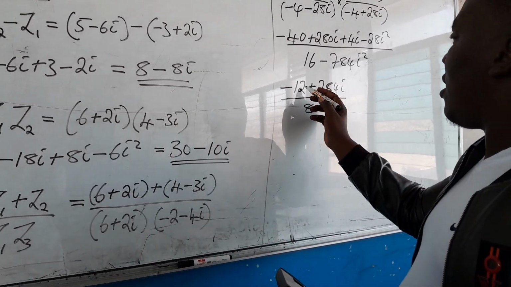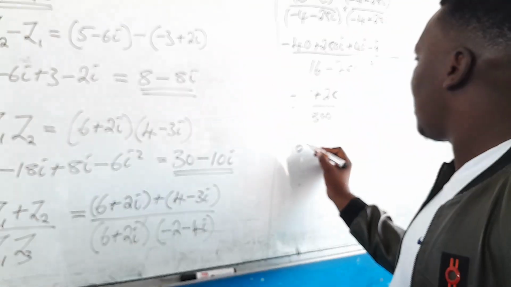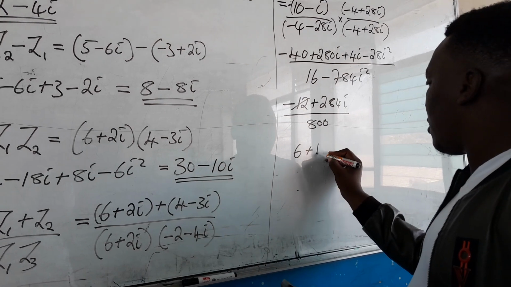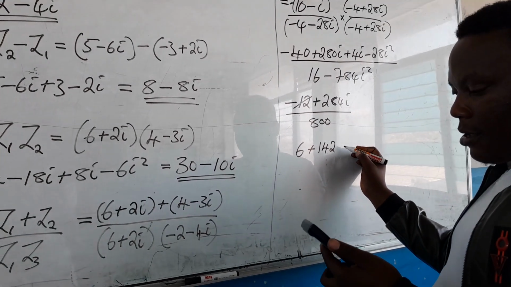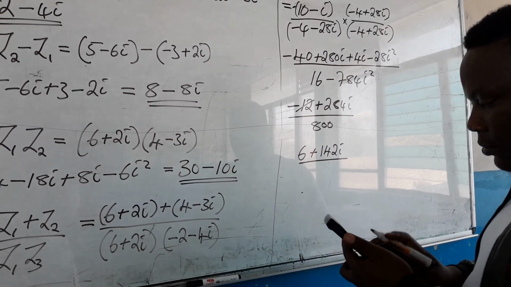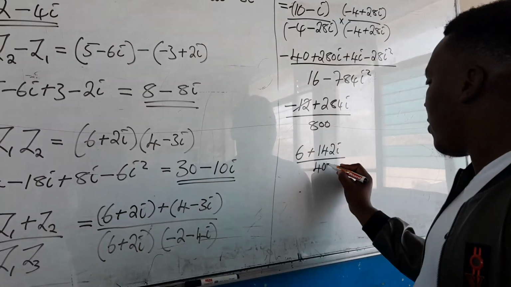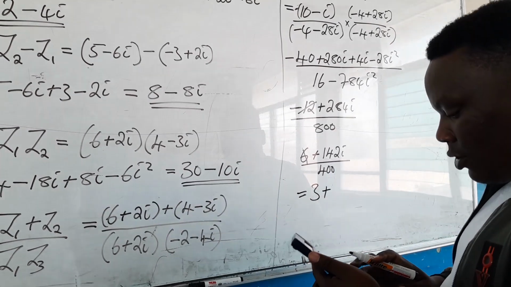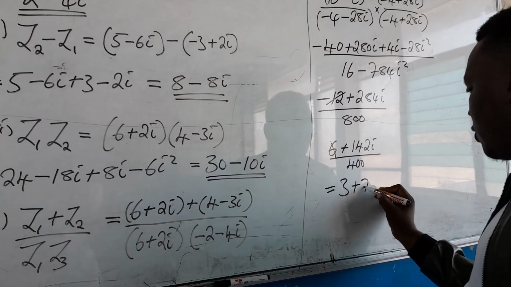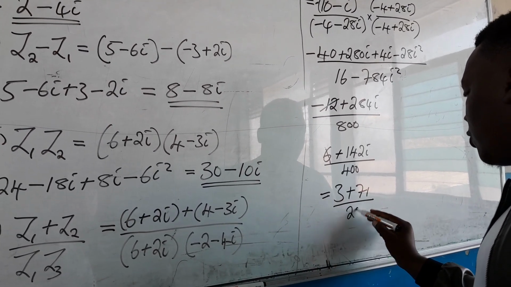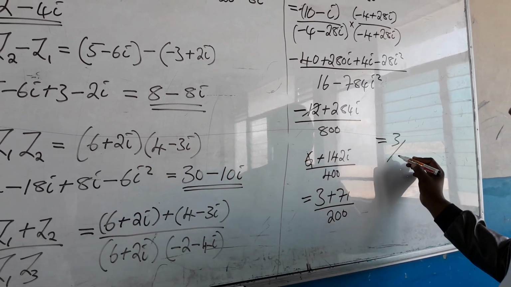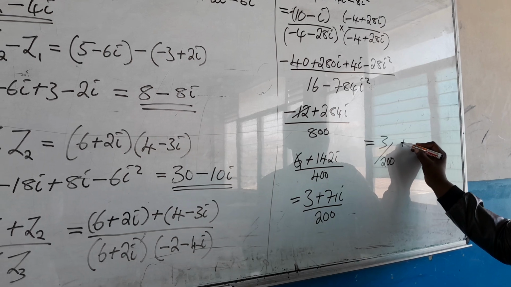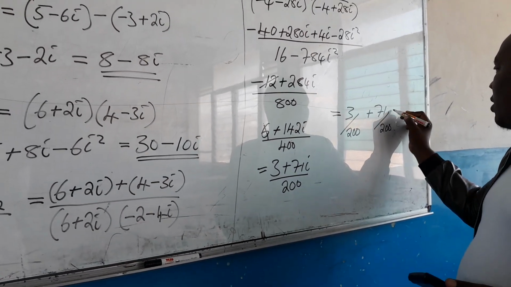So we can divide 2 here. 284 divided by 2 is 142i over 800 divided by 2 is 400. We can still simplify this further. 2 into 142 is going to give us 71. 2 into 400 is going to give us 200. So our final answer is going to be 3 over 200 as the real part, plus 71 over 200.